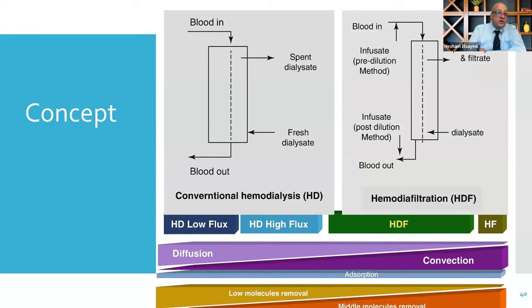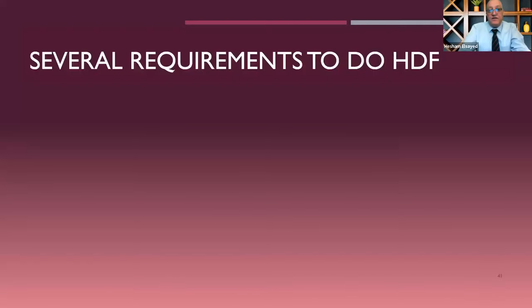The substitution is important and the cornerstone of the success of a hemodiafiltration session. So it is linearly related to the substitution volume. If you don't reach 23 liters per 1.73 square meter of body surface area, you are not doing hemodiafiltration, but you are incurring a lot of cost without clinical benefits.